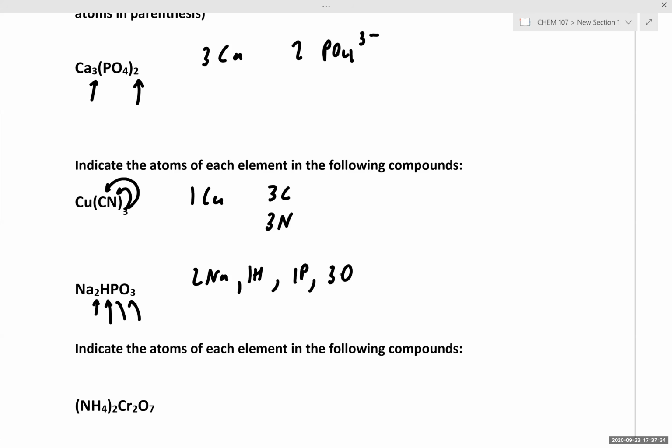You're going to need to be really careful analyzing the formulas of different compounds in order to progress and name compounds efficiently. Does this example make sense?